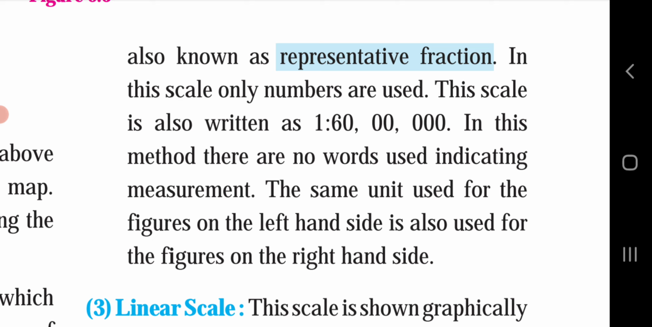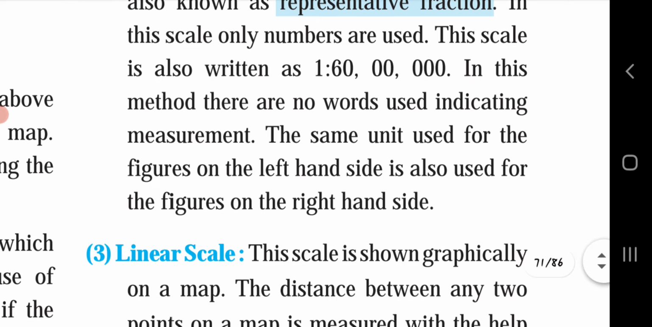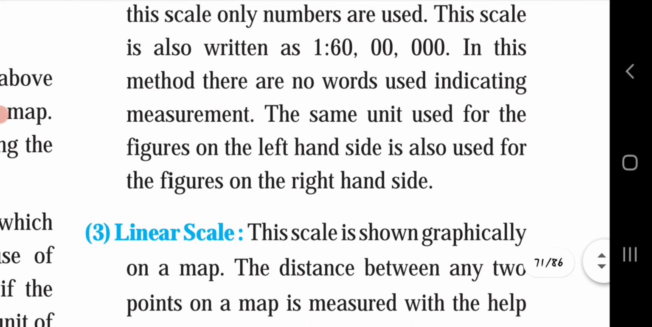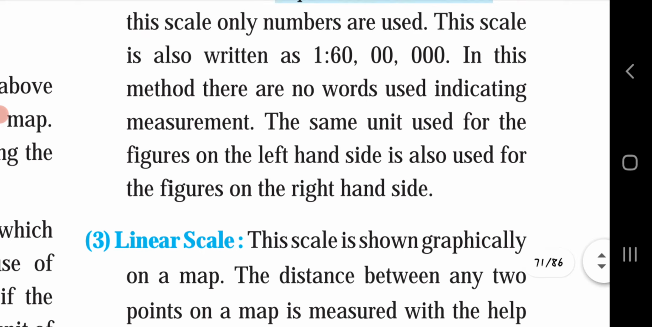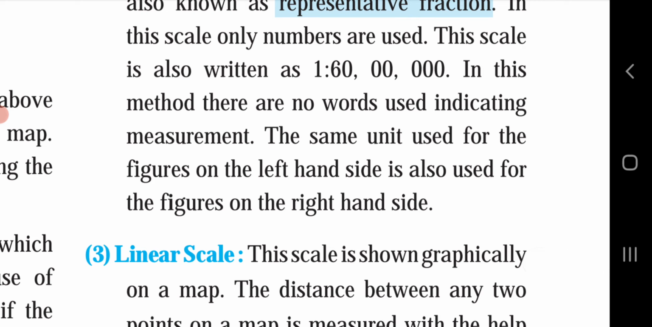In this method, there are no words used indicating measurement. So here in numerical scale, the numbers are not written with centimeter and kilometer. Here we cannot tell which one is centimeter and which one is kilometer. But the first one, where the 1 is written, is the centimeter, and the other number is of kilometer, the ground measurement. The same unit used for the figures on the left hand side is also used for the figures on the right hand side. On both sides numbers are used. No alphabets are used for the measurement.